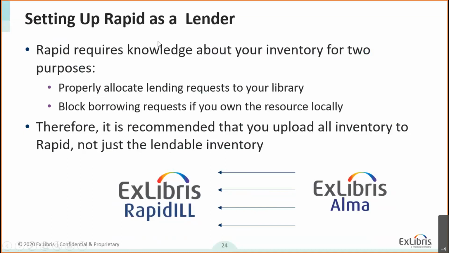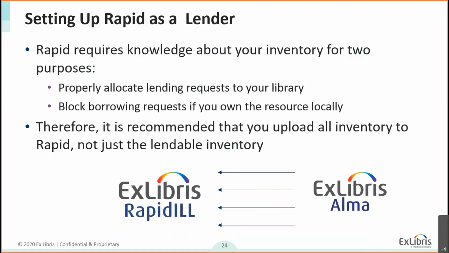Okay, so a few words about, we've been talking about our side until now. We talked about the partner record and the email that the patron gets. A few words about setting up your lender side. Rapid knows about your inventory based on information that you publish from Alma to Rapid. And Rapid needs to know about everything that you have in your inventory. Obviously, it needs to know about your physical and electronic inventory that you share through resource sharing. That way, it will know to assign requests to your institution.